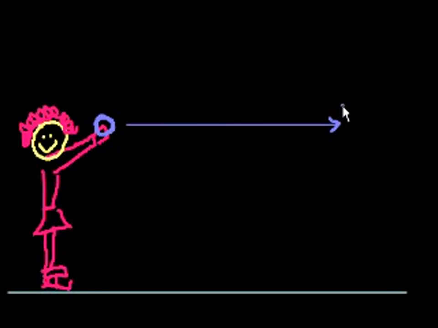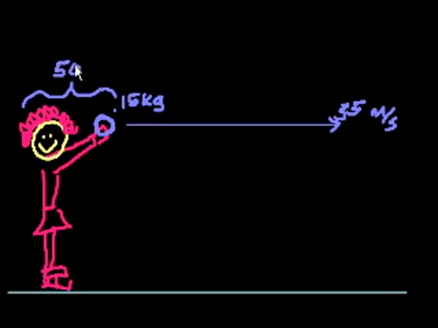So she throws the ball at 35 meters per second. And this ball is 0.15 kilograms. Now, what the problem says is that their combined mass, her plus the ball, is 50 kilograms. And the question is, they're both stationary before she does anything, and then she throws this ball. After throwing this ball, what is her recoil velocity?